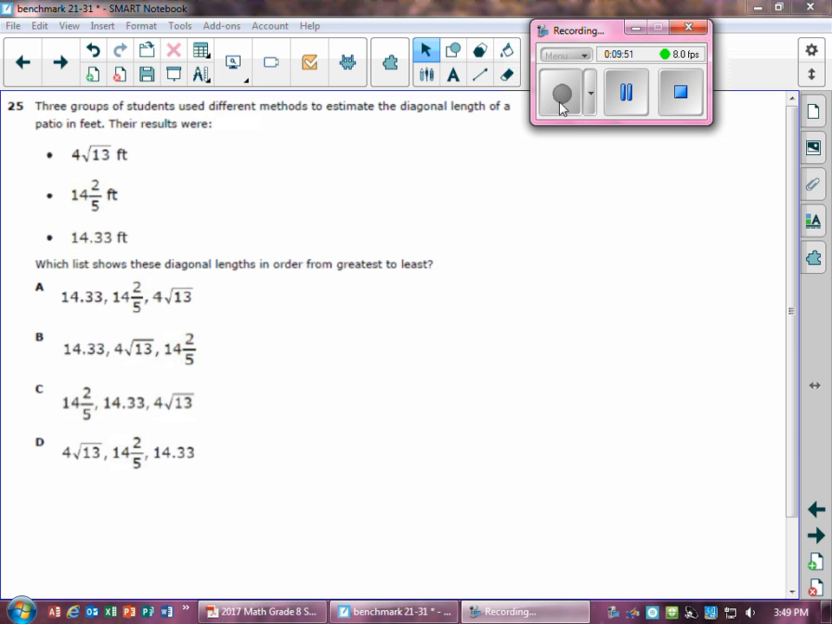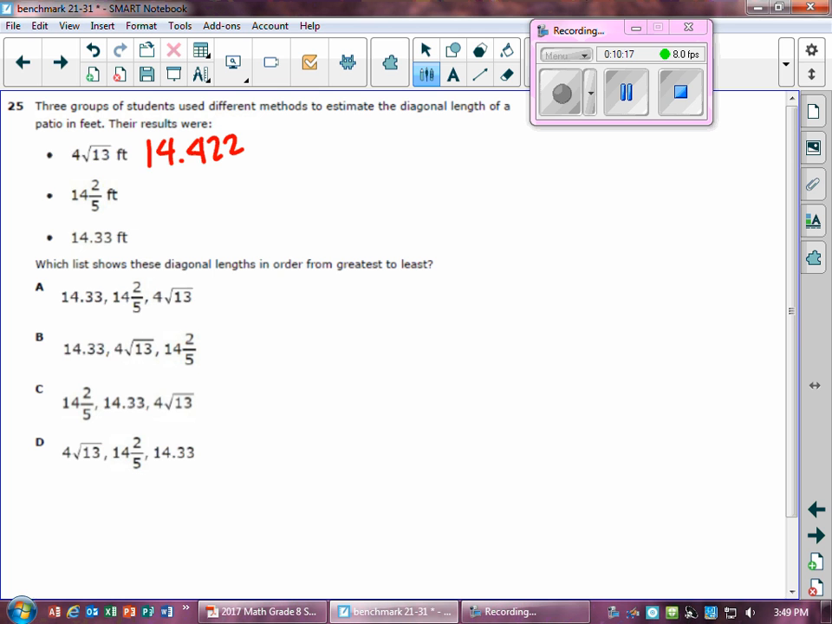So what I like to do is basically convert these all to decimals. Looking at 4 and the square root of 13, we get 14.422. I'm just going to do it to the thousandths place, so that it gives us enough decimal room to see if any of the numbers are bigger or not.